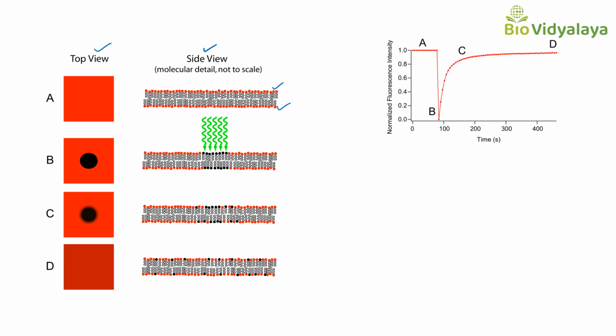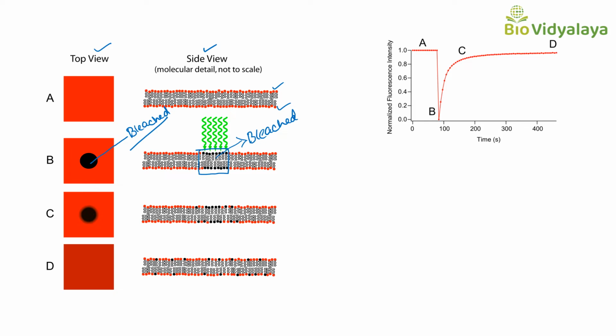here you can see the top view. So this bilayer is uniformly labeled with the red fluorescent molecule, and here we are selecting one specific area and photobleaching that area with the help of a laser beam, and this molecule loses its fluorescent capacity. This is the bleached area, or non-fluorescent area. Here you can see that this area is darker compared to the rest of the area. So this is the bleached area.